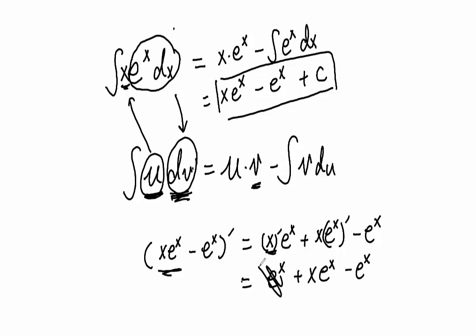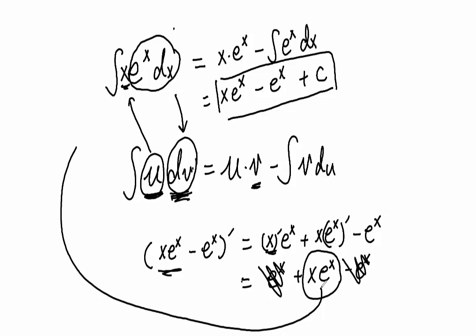Now e to the x cancels out. Now I get x times e to the x. That's exactly what we had before. That means our integration is correct. That's it. So far, so good?